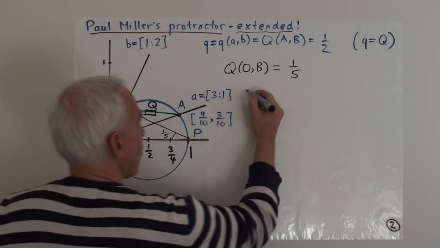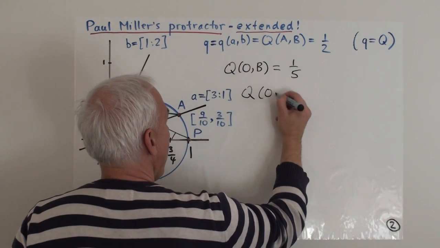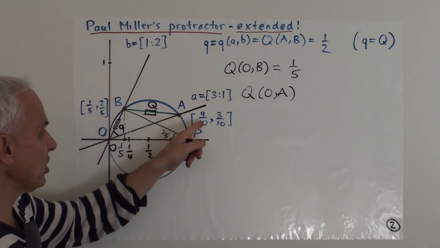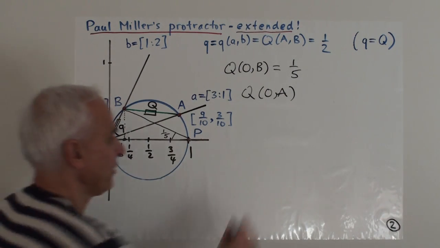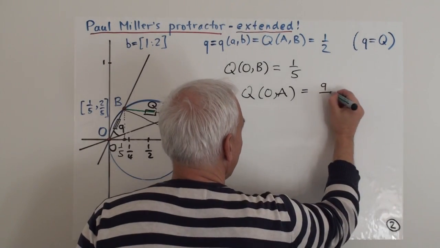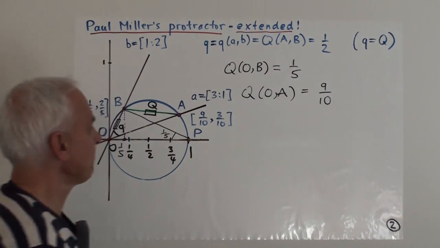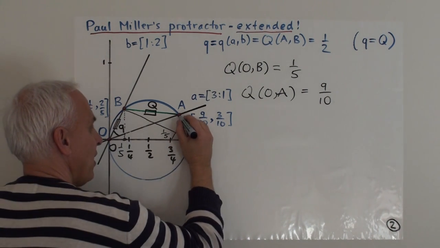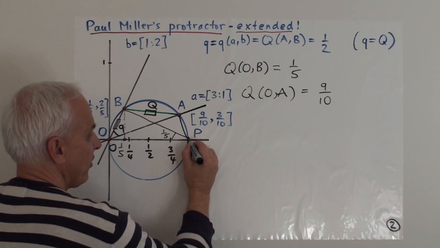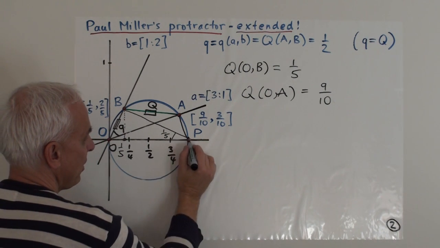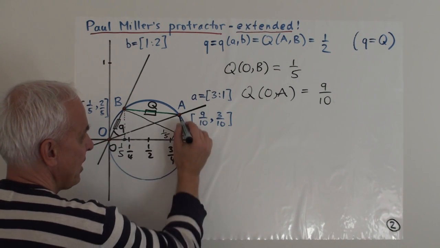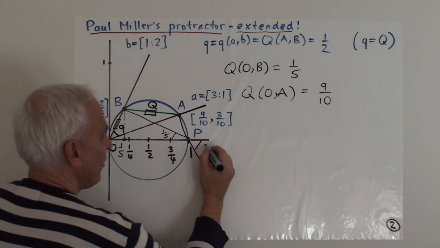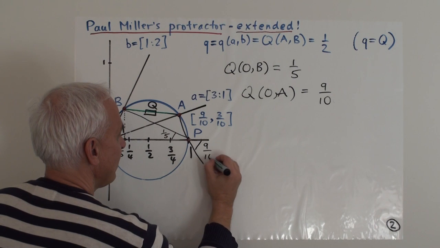So similarly, the quadrance between O and A, without any calculation from here to here, will just be the x-coordinate, 9/10. And that will also be the same as the quadrance between the x-axis and this line right here. So I can actually put a little bar there and say that this is 9/10.